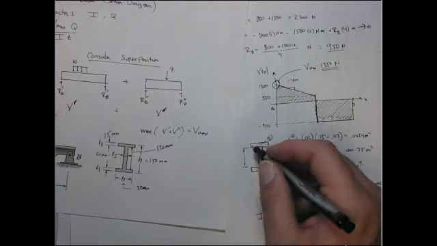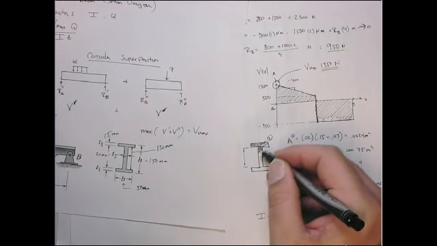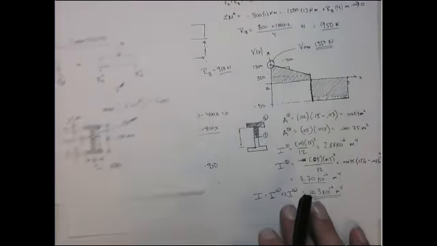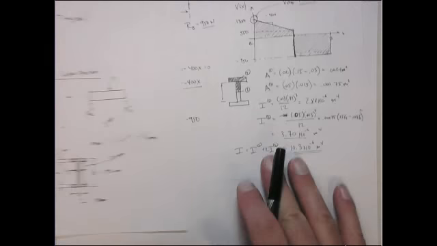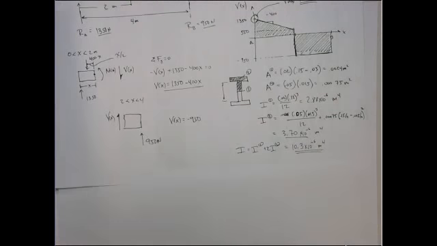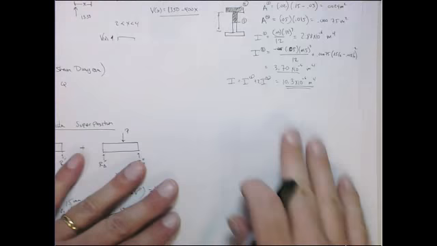Now we need to get the Q. The Q we're interested in is the Q that gives us the maximum transverse shear. So that's the half of the beam. So to get the Q, I'll get another piece of paper, I guess. Shift it over here. All right.